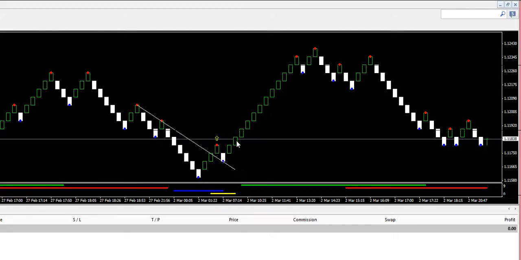This signal went for 5, 10, 15, 20, 25, 30, 40, 50, almost 60 pips. Again, if you're trading one standard lot and you manage to capture 60 pips, that's a $600 trade, and if you're trading 10 standard lots, that could be potentially a $6,000 trade.